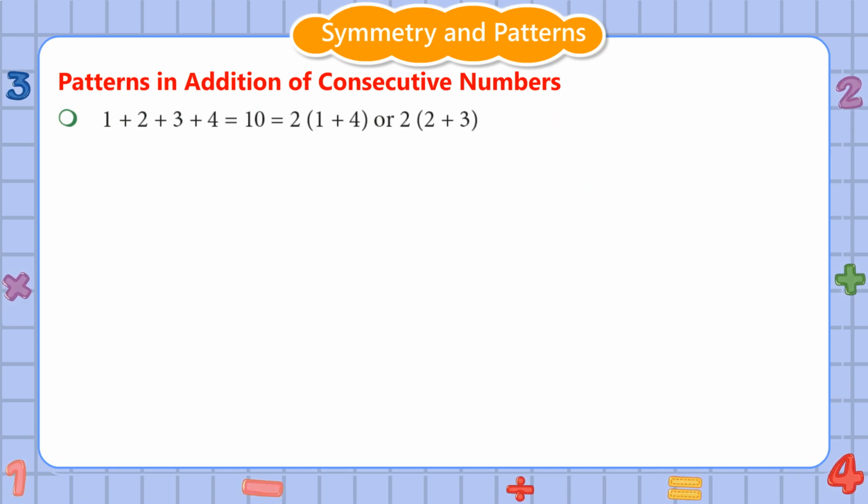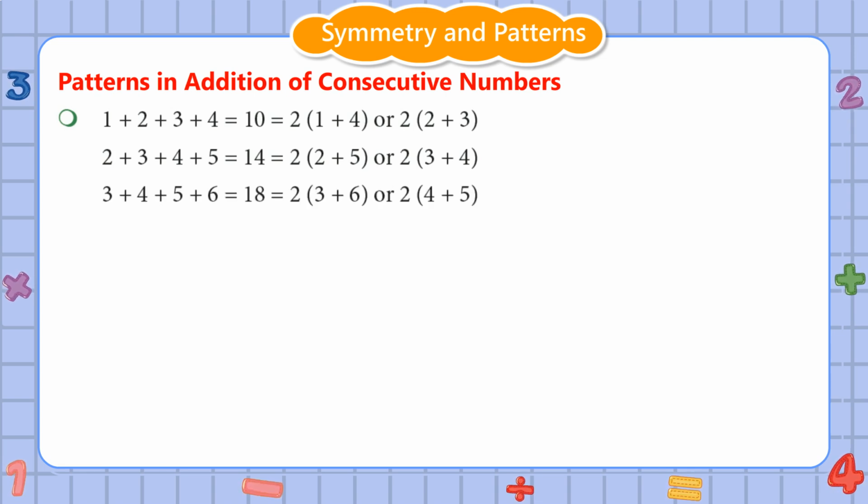1 plus 2 plus 3 plus 4 is equal to 10. It is equal to 2 multiplied by (1 plus 4) or 2 multiplied by (2 plus 3). 2 plus 3 plus 4 plus 5 is equal to 14. It is equal to 2 multiplied by (2 plus 5) or 2 multiplied by (3 plus 4).